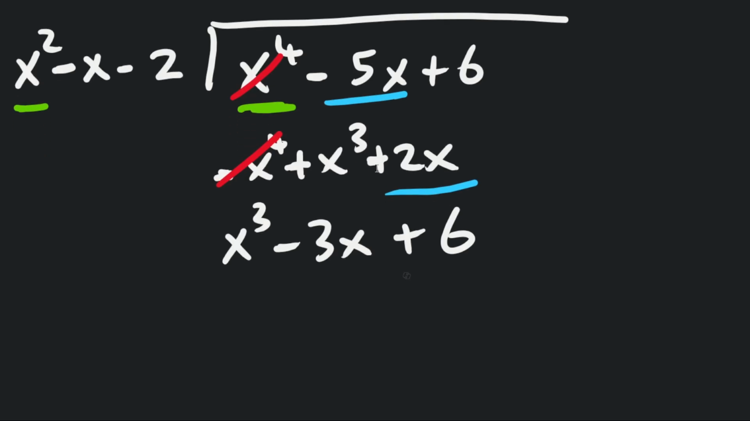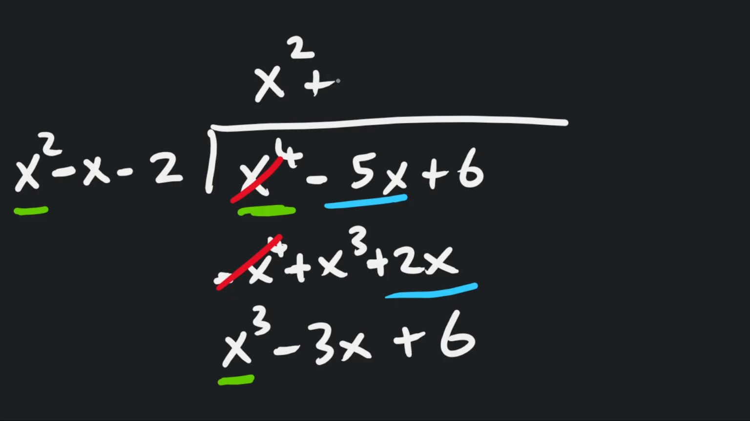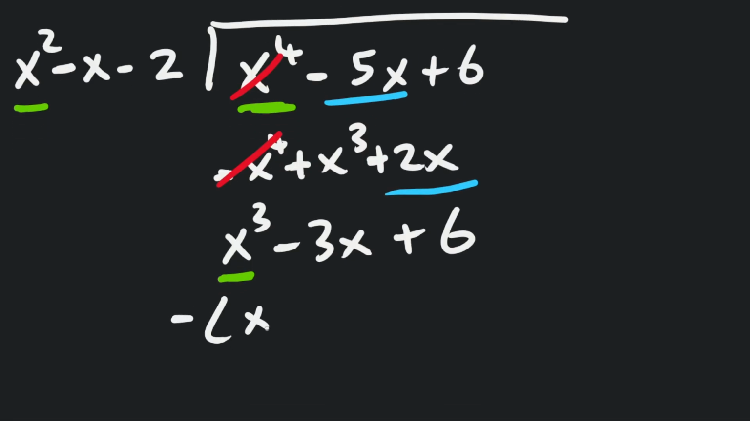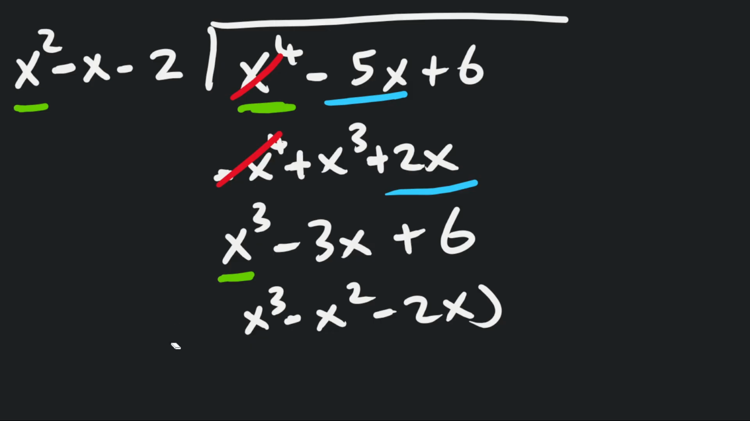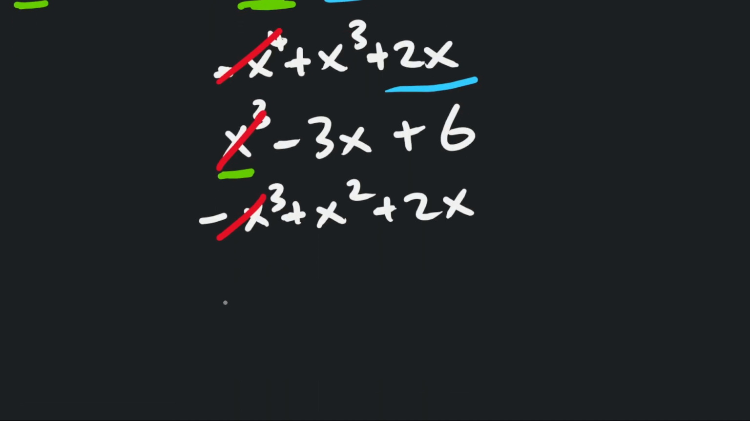There we go. So again, same process. X to the 3rd is the leading term. X squared goes into x to the 3rd x times. So we're going to put a plus x. X times this whole thing. So minus x cubed minus x squared minus 2x. And then distribute the negative. So every sign gets switched. Negative, positive, positive. X to the 3rd minus x to the 3rd. And then we have this x squared right here. X squared minus 3x. So minus 3x plus 2x is minus x. And then the plus 6.